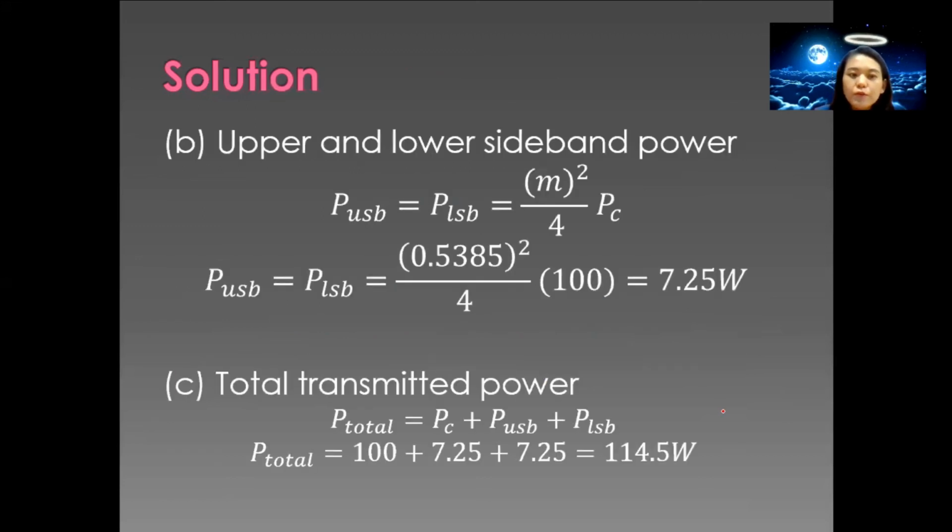This one is our modulation index. For B, we want to find the upper and the lower sideband power. We just use the formula, which equals M squared divided by 4 multiplied by our PC. We substitute our M as 0.5385 squared, divided by 4, and multiply with 100, our power for the carrier. We will have 7.25 watts. And for the total transmitted power, we just sum up PC, upper sideband and lower sideband power. We have 100 plus 7.25 plus 7.25, and we get 114.5. That's all. Thank you. Bye.